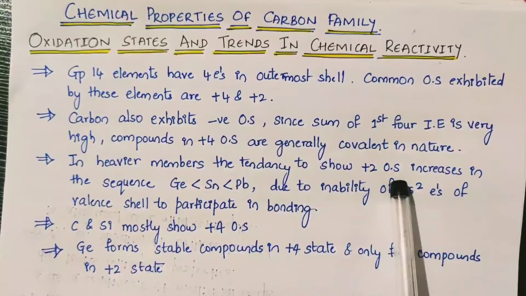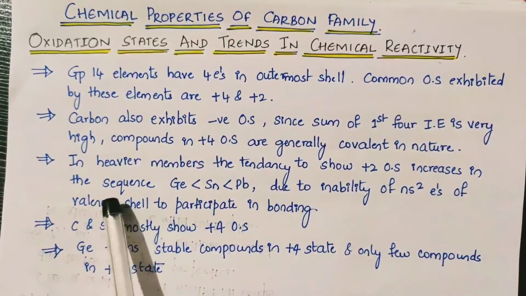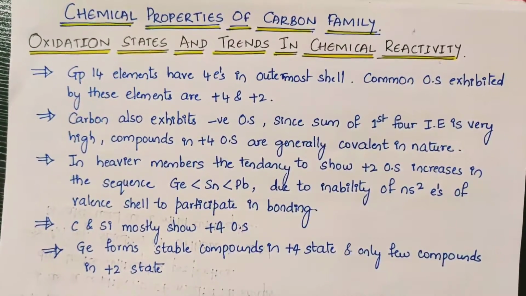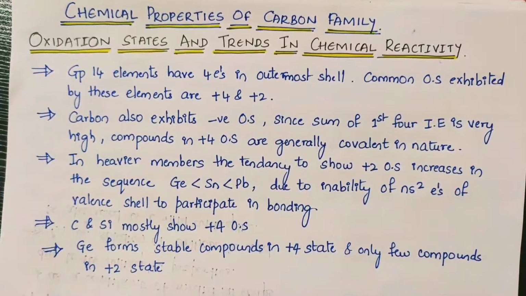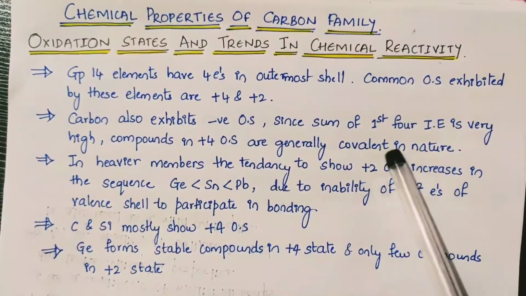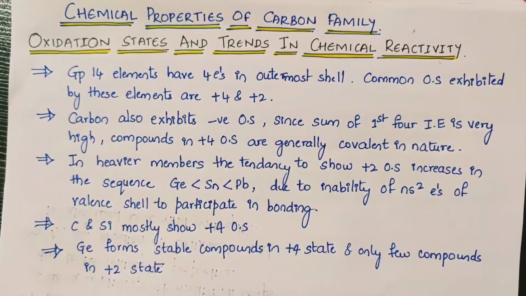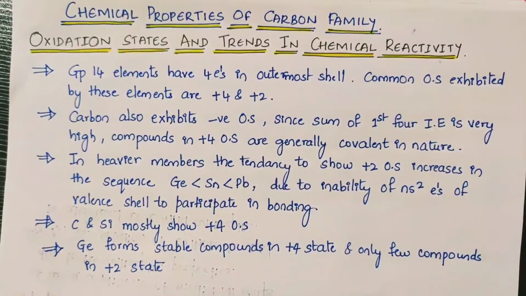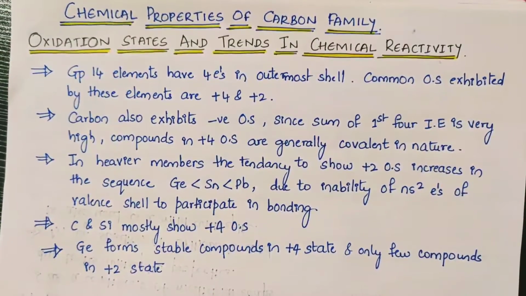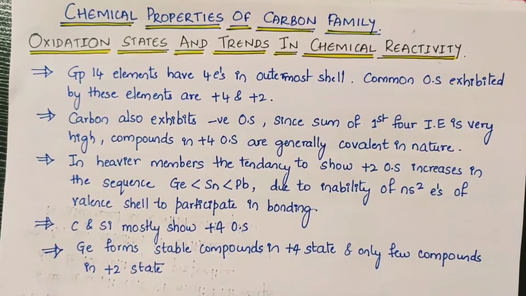Next point: in heavier members, that is, down the group, the tendency to show the +2 oxidation state increases in this sequence. When you move down the group in the carbon family, the +2 oxidation state will tend to increase. Why is this so? Because when you move down the group, d and f electrons come in. So d and f electrons show an inert pair effect, and the inert pair effect becomes more prominent.